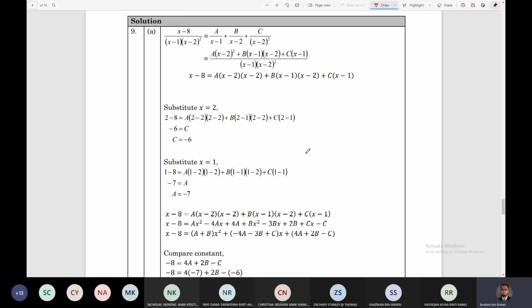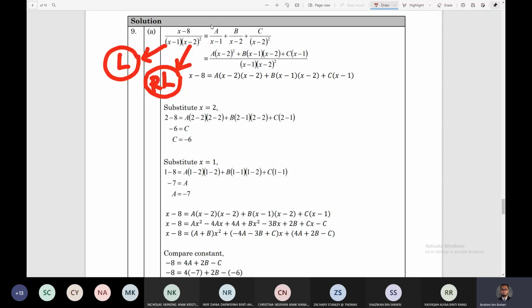Okay, question 9a. (x minus 8) over (x minus 1) times (x minus 2) squared. Okay, first denominator, x minus 1, here the linear denominator. And the second here, x minus 2 squared, here a repeated linear. Ada dua, satu linear, satu is a repeated linear.